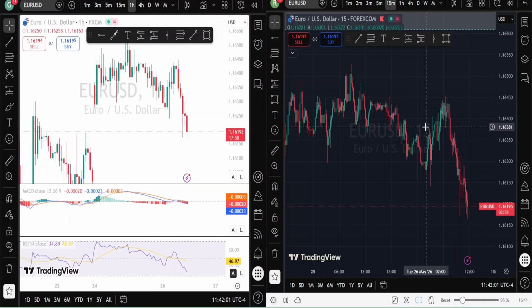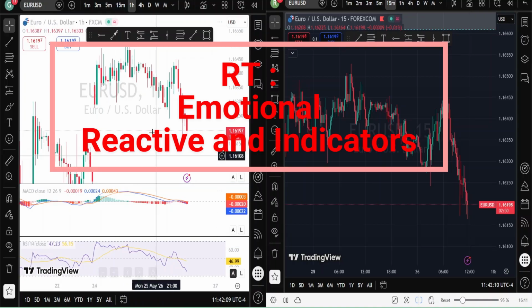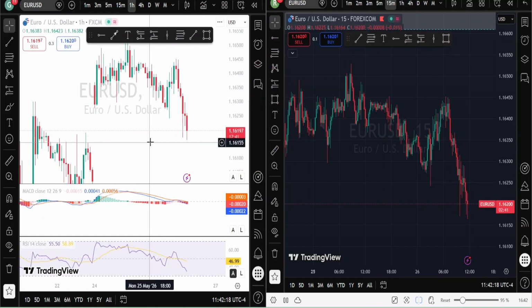So the question is, what is retail trading? Let's start with the painful truths. You can see the charts on the left-hand side. Most times, retail traders will put in a lot of indicators. I only put two here as an example, but most times you can see people having 3, 4, 5 indicators just to give them a clue of what to do in the market and how to trade.